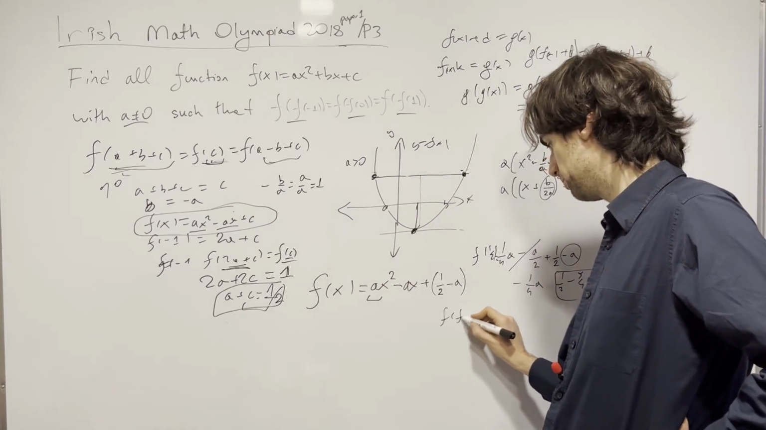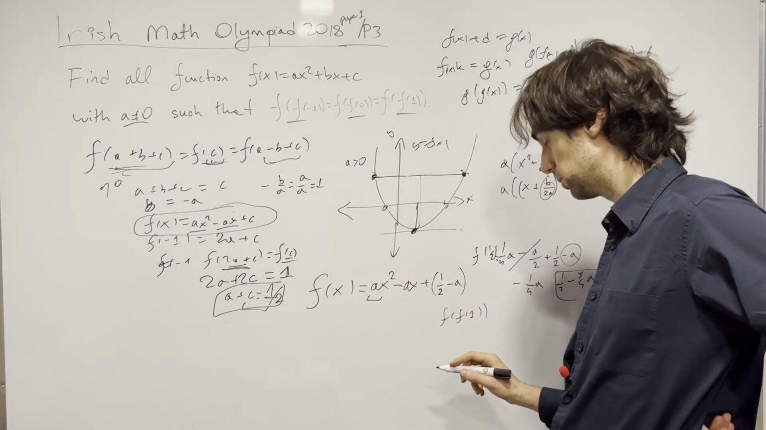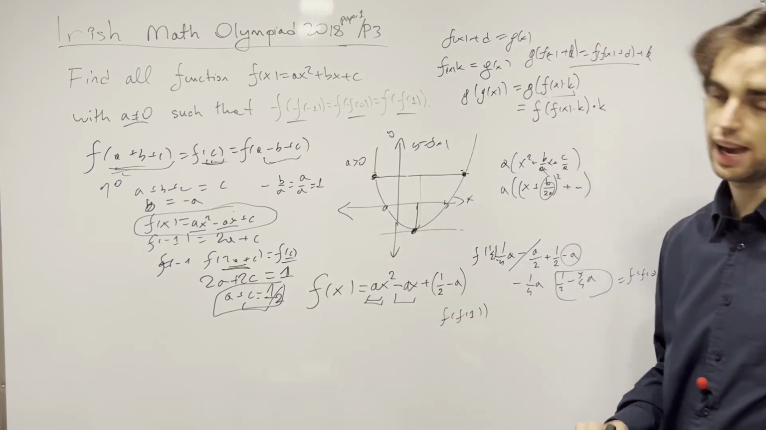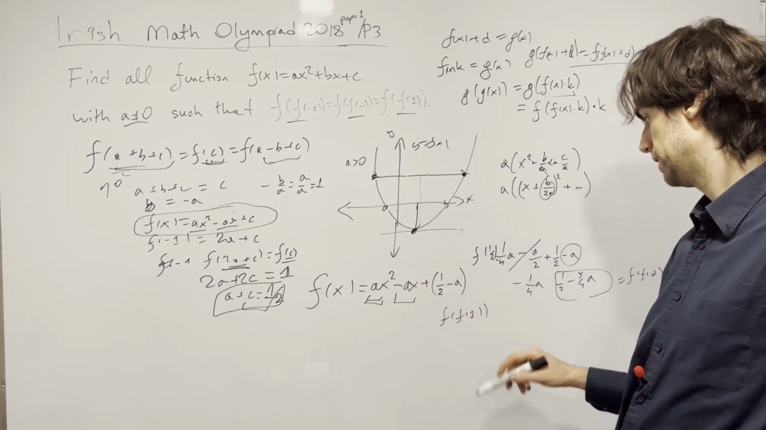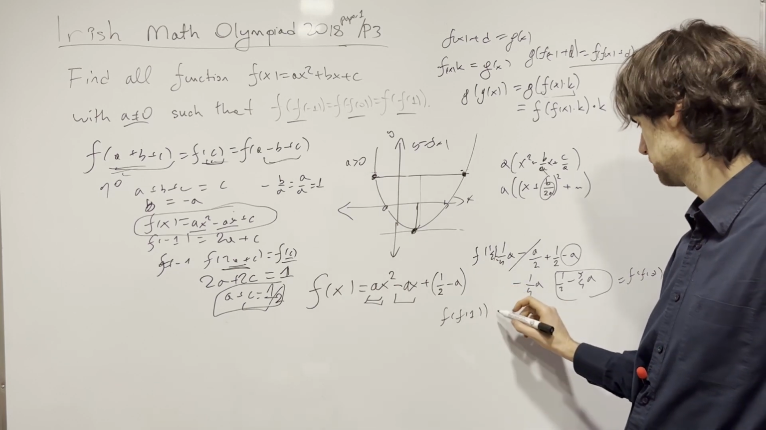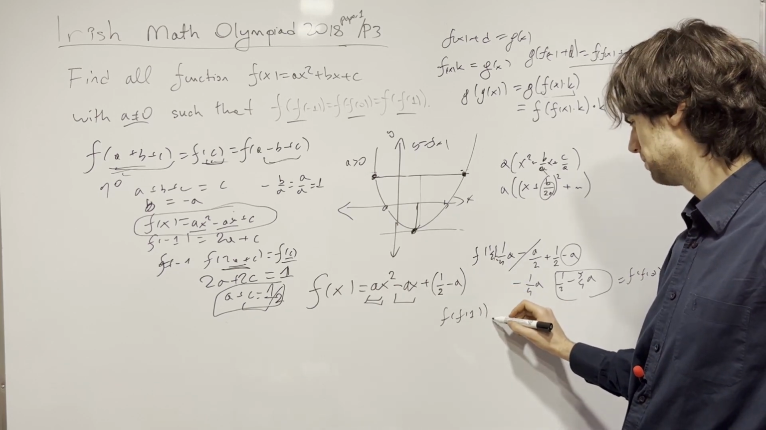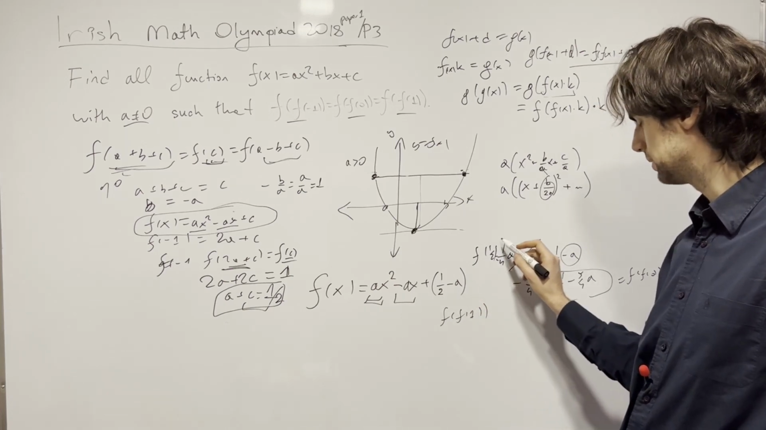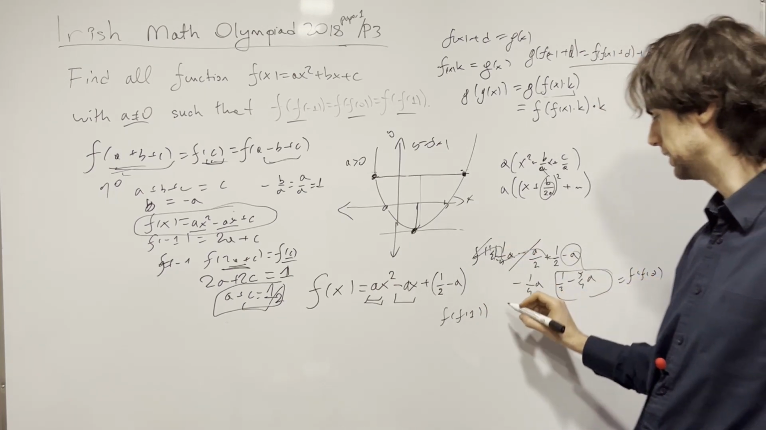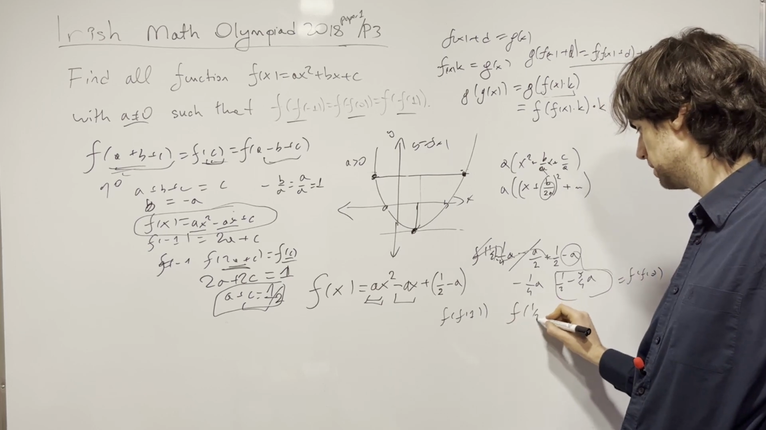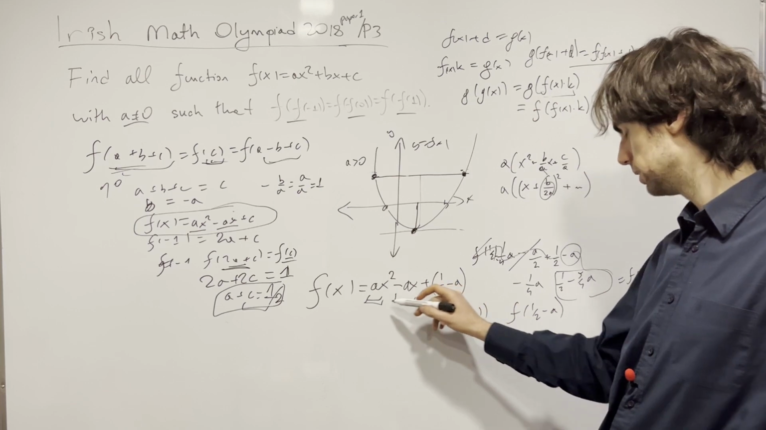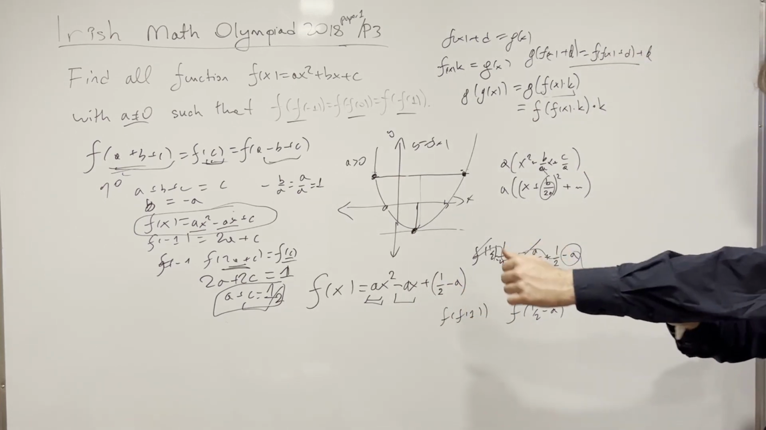Actually, wait a second. F of 0 didn't give us a half, it gave us a half minus a. It gave us f of 0 equals a half minus a. And that's what f of 1 is also. F of 1 is also a half minus a.